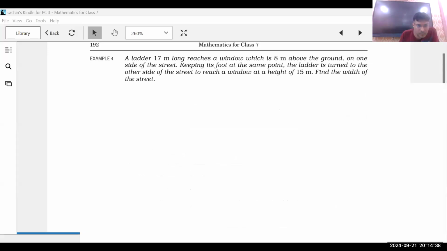Solve the fourth question. I will show you the diagram in a minute.